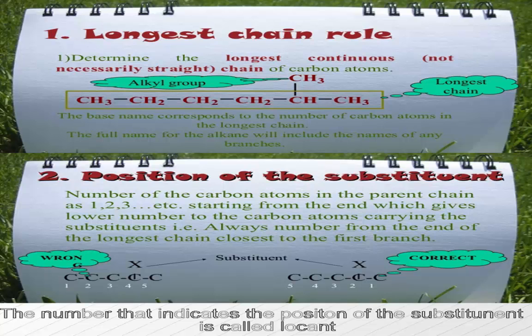If you start from this carbon atom, this one is the first, second, third, fourth and fifth, and this one is the sixth carbon atom. Yes, students, the base name corresponds to the number of carbon atoms in the longest chain.